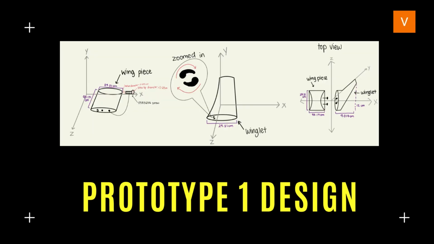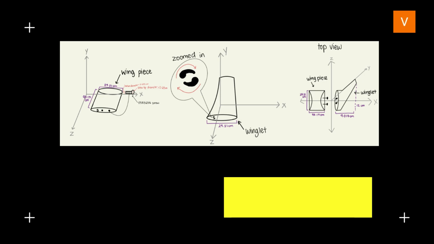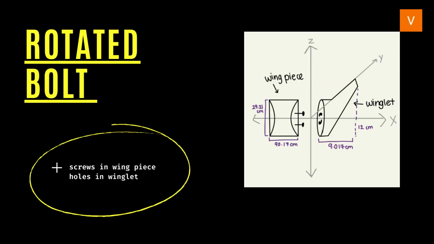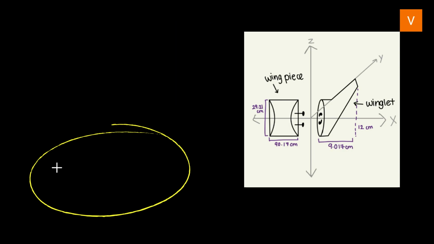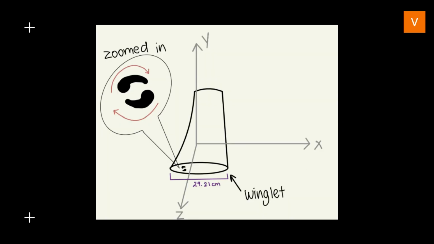The first design involves cutting a hole in the winglet and inserting screws into the winglet. The holes in the winglet start large enough to fit a screw in them, but they continue to get smaller as you rotate the winglet. You will screw bolts into the wing piece and the winglet will have holes to insert the screw. As you twist the winglet, the screws will be locked into place.